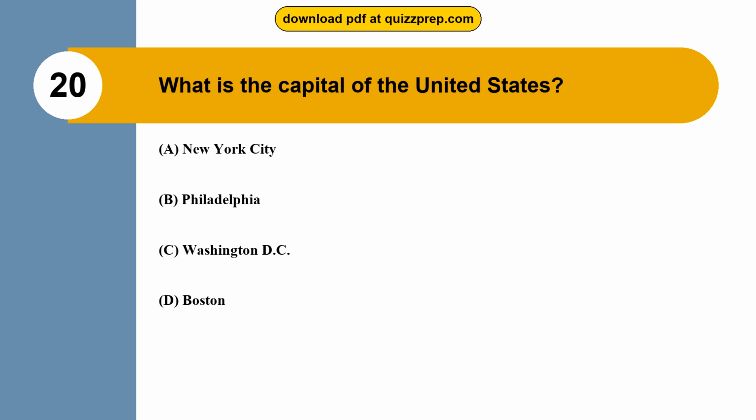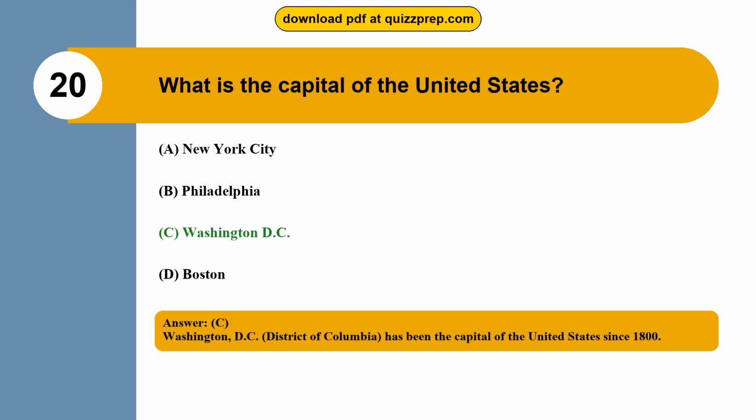Question 20. What is the capital of the United States? Option A, New York City. Option B, Philadelphia. Option C, Washington, D.C. Option D, Boston. The correct answer is option C, Washington, D.C. Washington, D.C., District of Columbia, has been the capital of the United States since 1800.